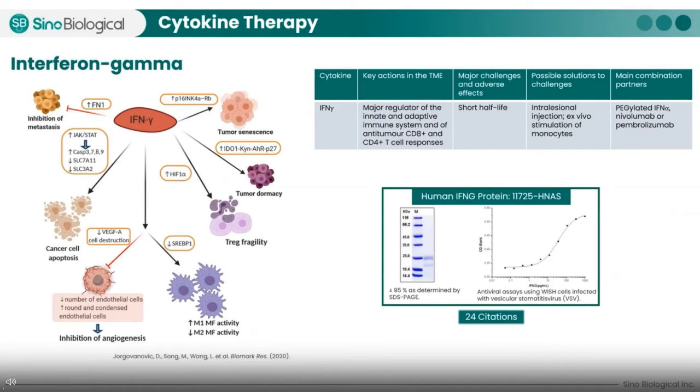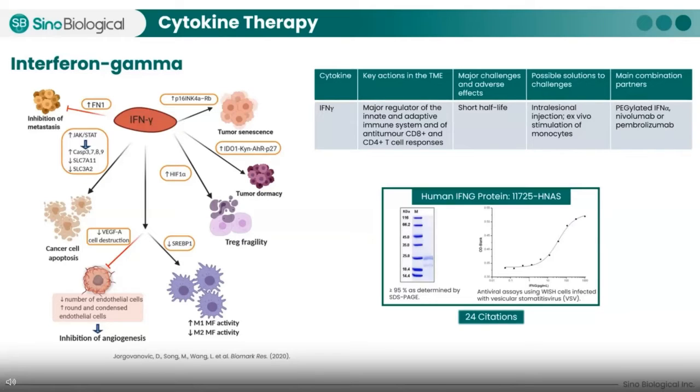Now let's talk about interferon gamma. Interferon gamma is a major regulator of the innate and adaptive immune system. Originally identified based on its antiviral activity, this cytokine is produced by NK cells, NKT cells, CD8 plus, and CD4 plus T cells during innate and adaptive immune responses, often in response to IL-2 stimulation that targets macrophages and B cells in response. So I'm showing you the mechanisms of interferon gamma-mediated cancer regression on the left panel here.